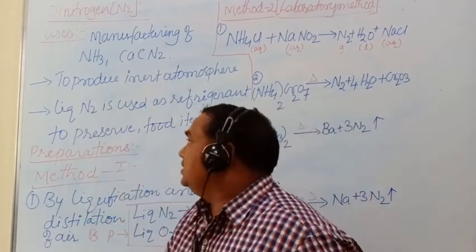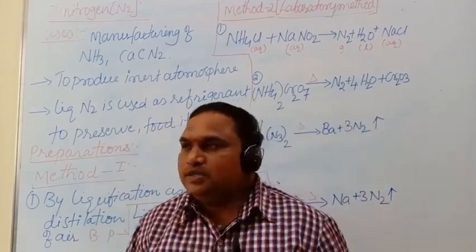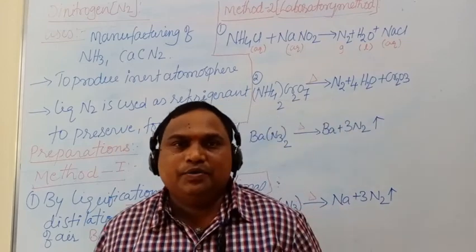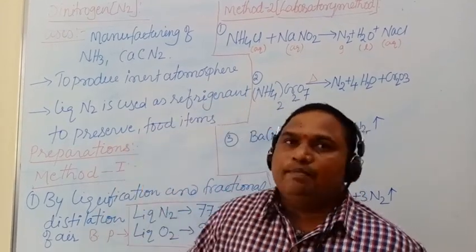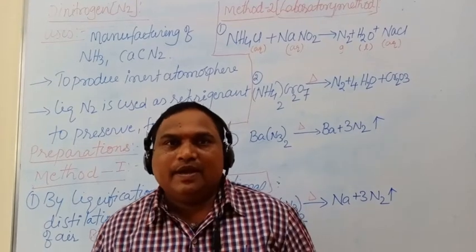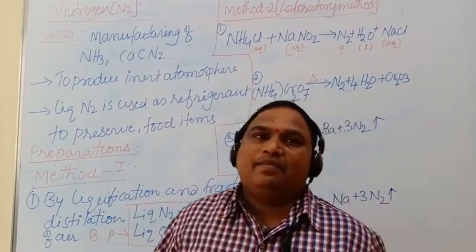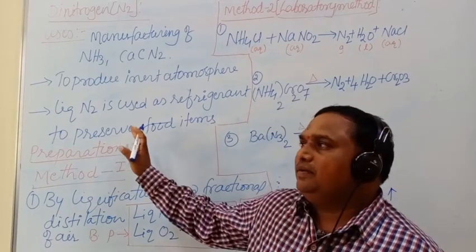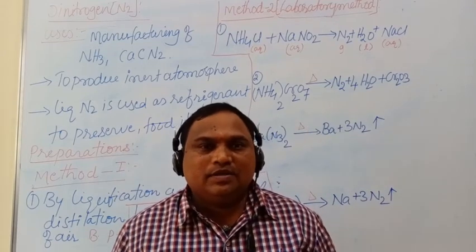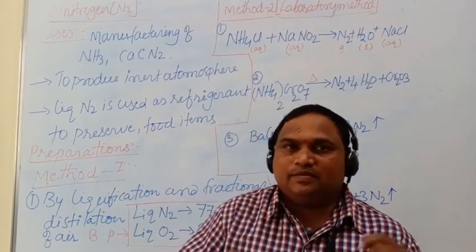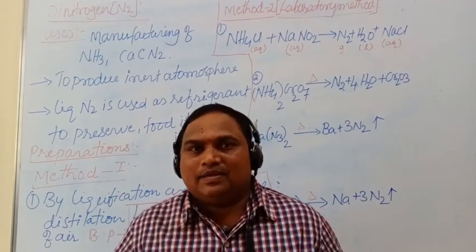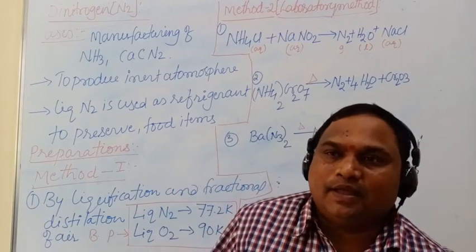Liquid nitrogen is used as a refrigerant to preserve food items and biological materials. Biological materials also spoil due to the presence of oxygen. That's why in an inert atmosphere, the lifetime of the biological materials will remain longer, as well as the food items. Food items also spoil due to the presence of oxygen. That's why chips and other packed items are generally flushed with dinitrogen gas and then packed, so that they remain fresh for longer times.